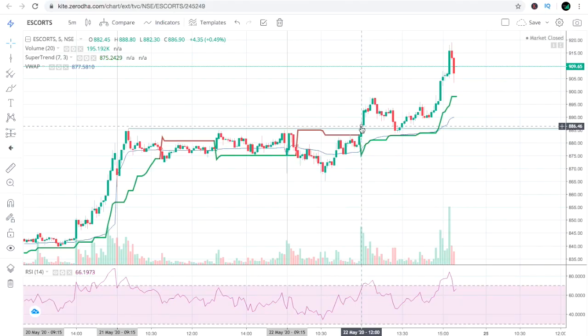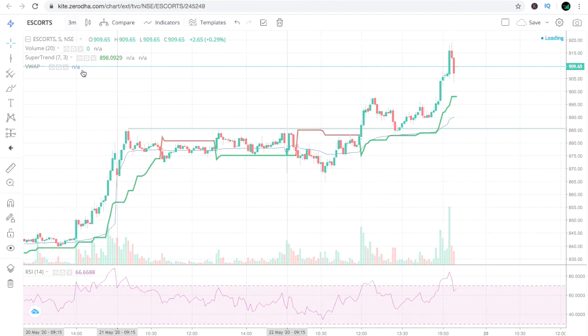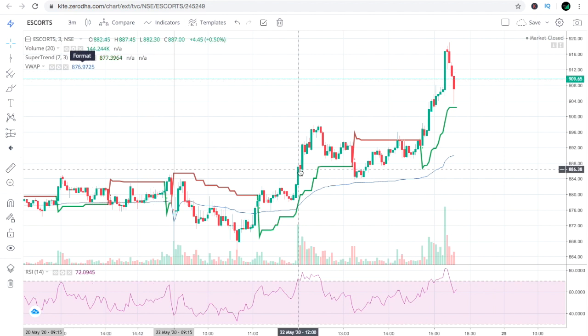So now on the 5-minute charts, Escorts qualifies for the entry process at 12 o'clock on 22nd of May. So let's have a look at the 3-minute chart. As we can see, at 12 o'clock RSI is trading at 72 odd levels, which is in the overbought zone of above 70. So this does not check off our guideline and hence it should not be used as an ideal entry point.